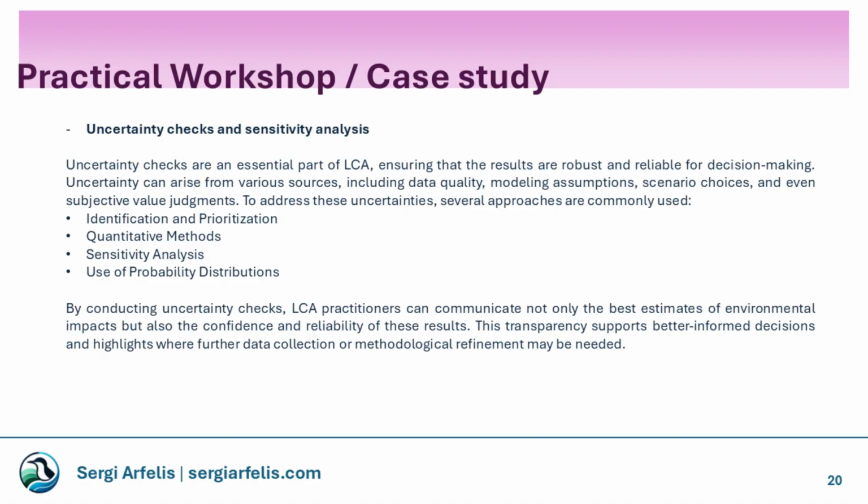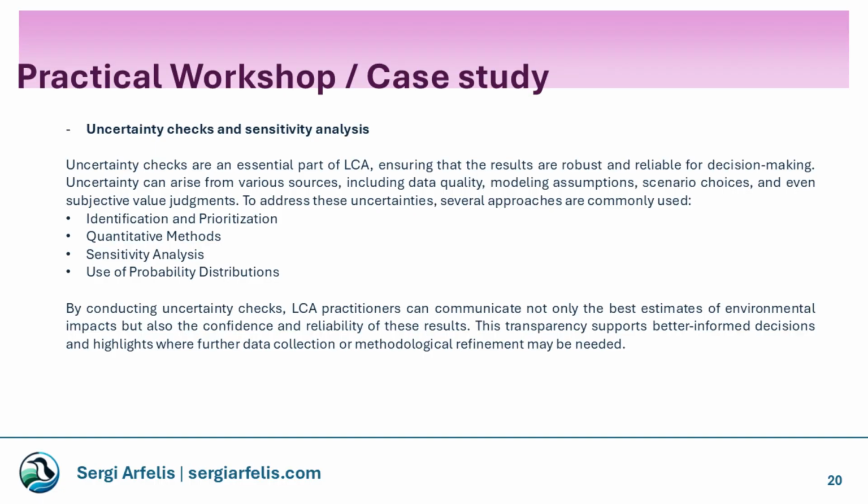Uncertainty checks are an essential part of life cycle assessment, ensuring that the results are robust and reliable for decision-making. Uncertainty in LCA can arise from various sources, including data quality, modeling assumptions, scenario choices, and even subjective value judgments. To address these uncertainties, several approaches are commonly used. Identification and prioritization. The first step is to identify the main sources of uncertainty, such as parameter uncertainty from data variability, model uncertainty from methodological choices, and scenario uncertainty from future projections. Prioritizing these sources helps focus efforts on the most influential factors.